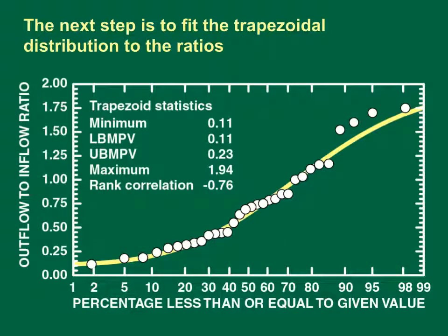The next step is to fit the trapezoidal distribution to the ratios. Least squares optimization was used to fit the BMP monitoring data to the parameters of the trapezoidal distribution. This graph shows the result of the fitting process for the total phosphorus concentrations. The concentration ratios are shown on the linear vertical axis, and the percentage of values less than or equal to a given value are shown on the horizontal axis. The data are shown as white circles, and the best fit cumulative distribution function is shown as a yellow line. The trapezoidal statistics in the upper left are the best fit values for this data set.